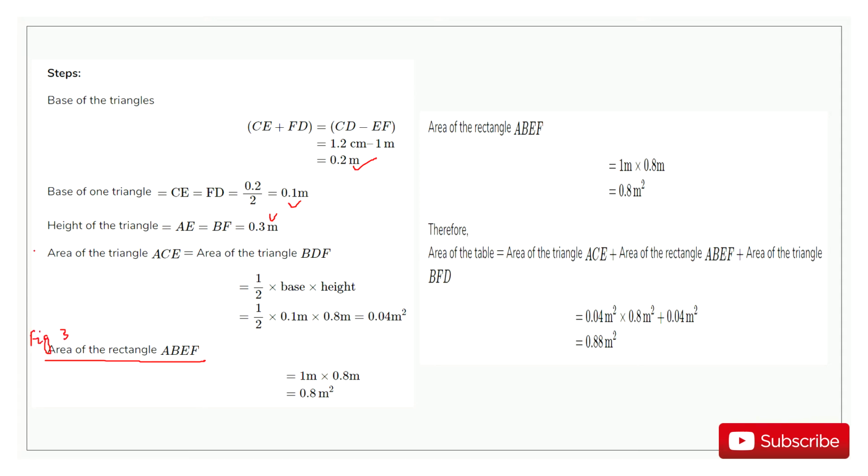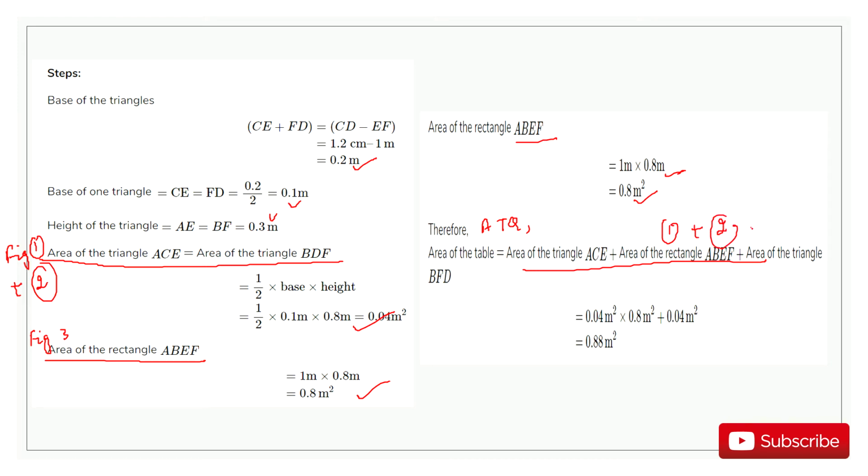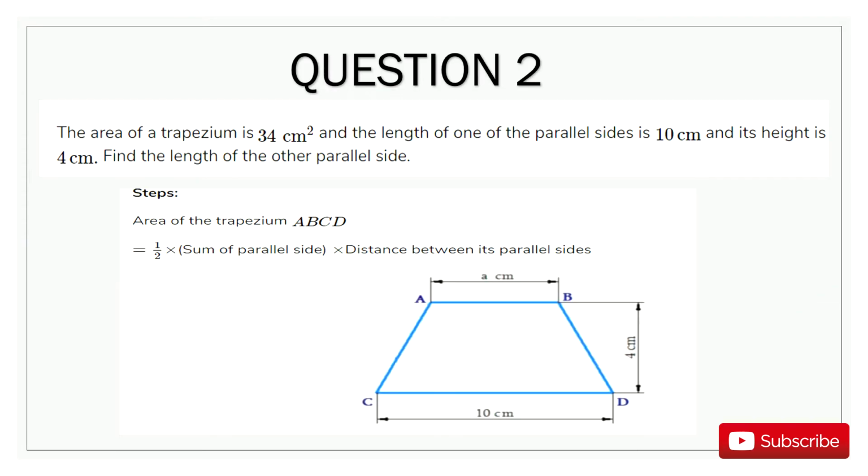So area of triangle is equal to area of triangle BDF, that is your figure 1 plus figure 2. So we found out the area of the triangles, now the second one. Area of rectangle is length into breadth, 0.8. So this will be my ATQ statement, that is according to question: area of the table is equal to area of triangle ACE plus the rectangle, adding all of them, that is 1 plus 2 plus 3. I got 0.88 meter square, which is my final answer. Alright, let us move to the next question.